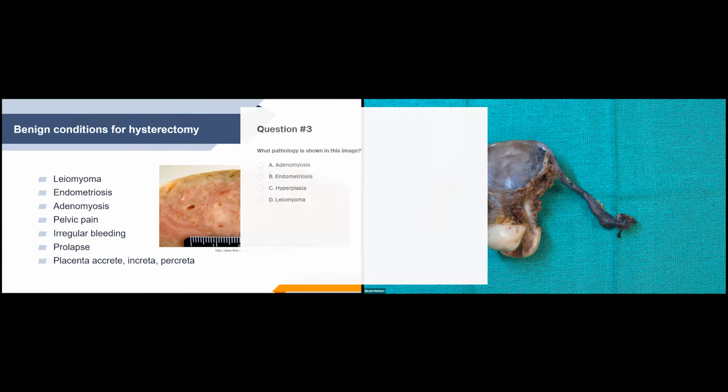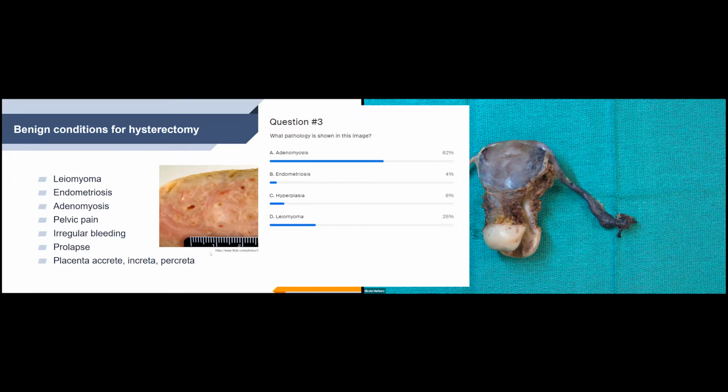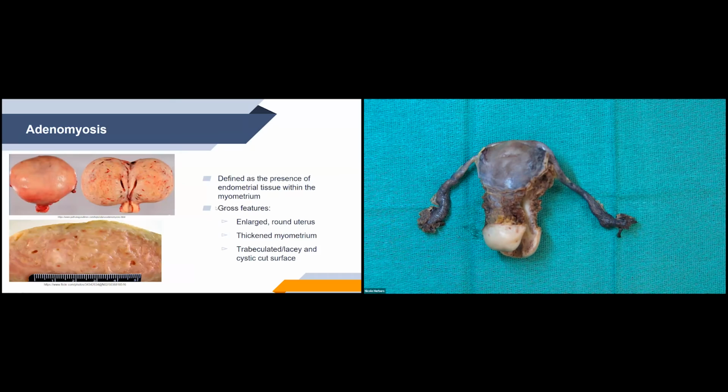Okay, so I'm going to end the polling there and share the results. So great job, everyone. It is adenomyosis. So adenomyosis is defined as the presence of endometrial tissue within the myometrium. So for gross features, typically these uterus are very enlarged and round. So you can see that in the top image there with that round uterus.